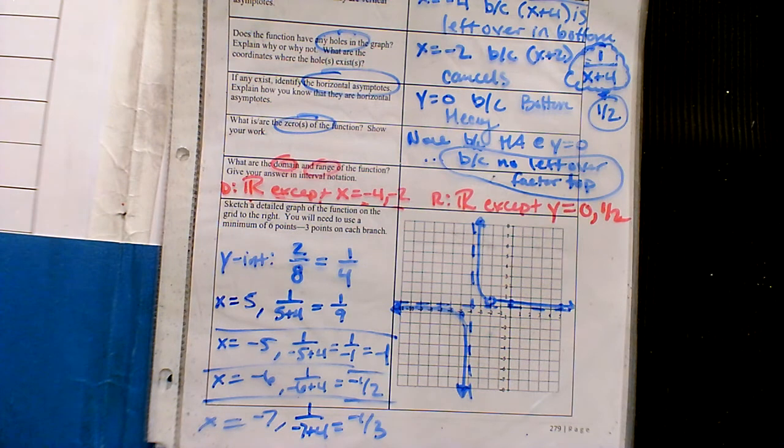If you wanted to double check it on a graphing calculator, you could. Just be aware that the hole is not going to be visible on the graphing calculator.